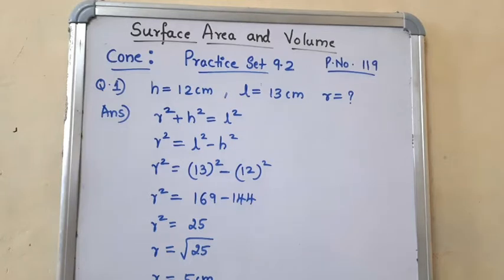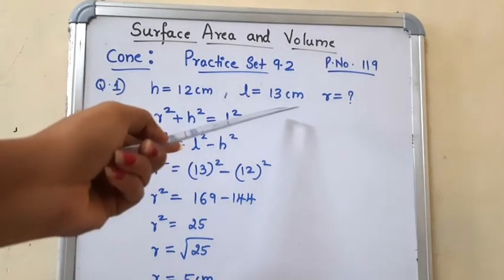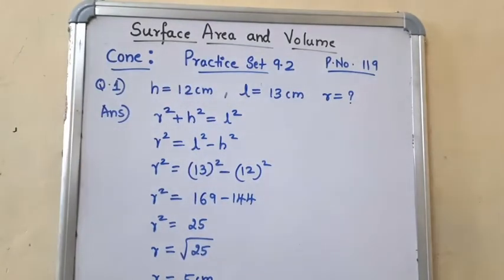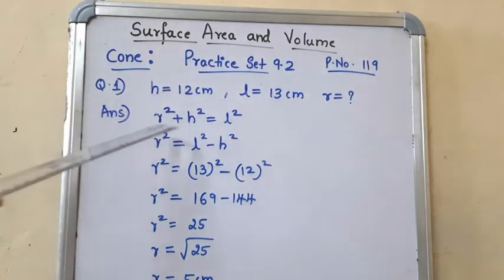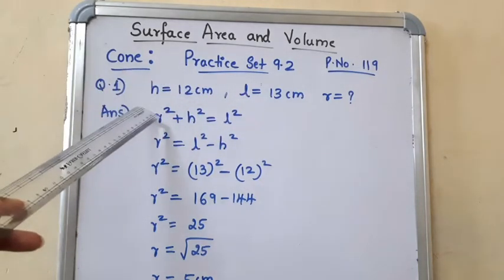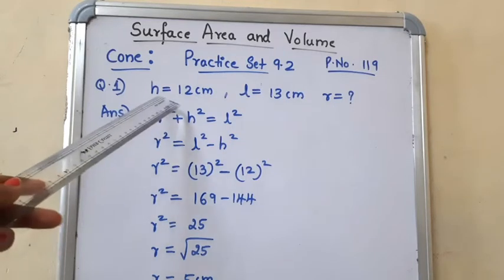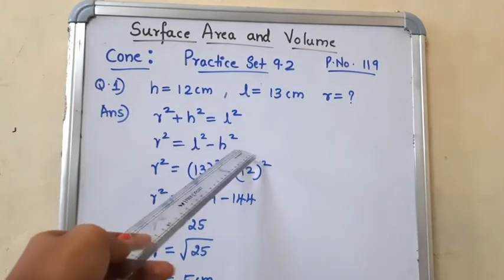So first let's write the given things. Here perpendicular height H is given as 12 cm, slant height L is given as 13 cm. We have to find the radius of the base, that is R. Now we know, we have learned in the last part, that is R square plus H square is equal to L square. So here we have to use this equation. Now we have to find R. Therefore we will keep R square here and we will take plus H square to that side and it becomes minus, that is L square minus H square.